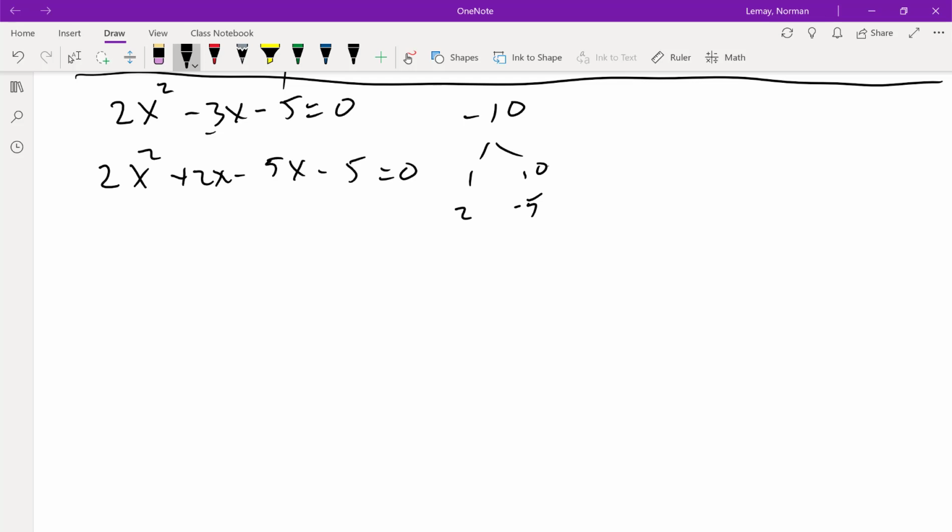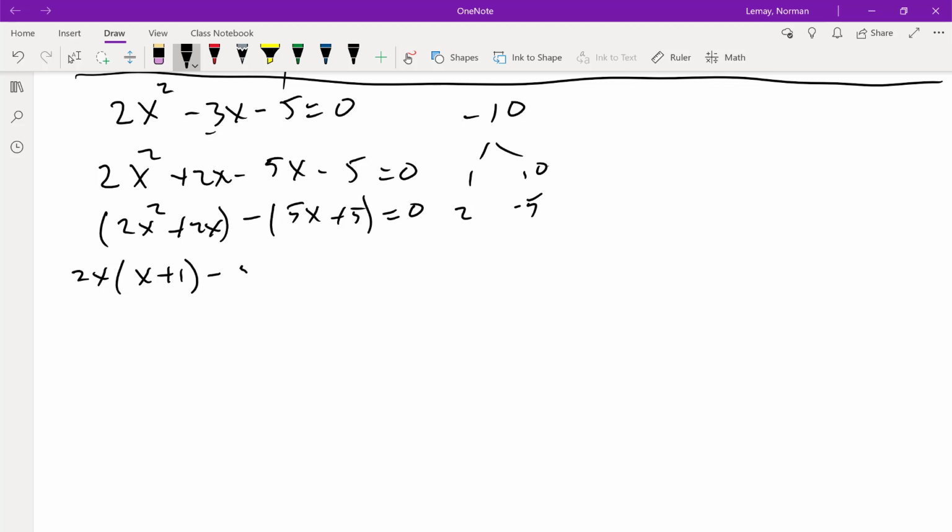So we can go back and review section 6.4. All right, so our next thing is to group. So 2x squared plus 2x minus, and don't forget to flip the signs, we get 5x plus 5, and that equals 0. So greatest common factor, 2x, so I get x plus 1, minus the greatest common factor here, which is a 5, so I get x plus 1 equals 0.